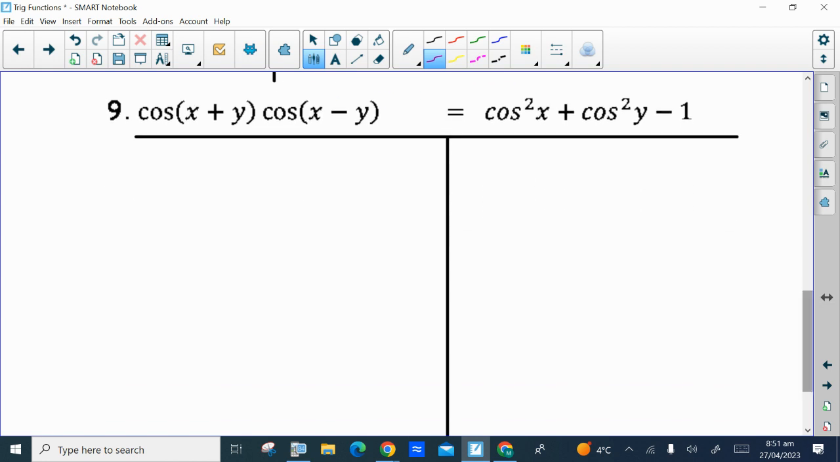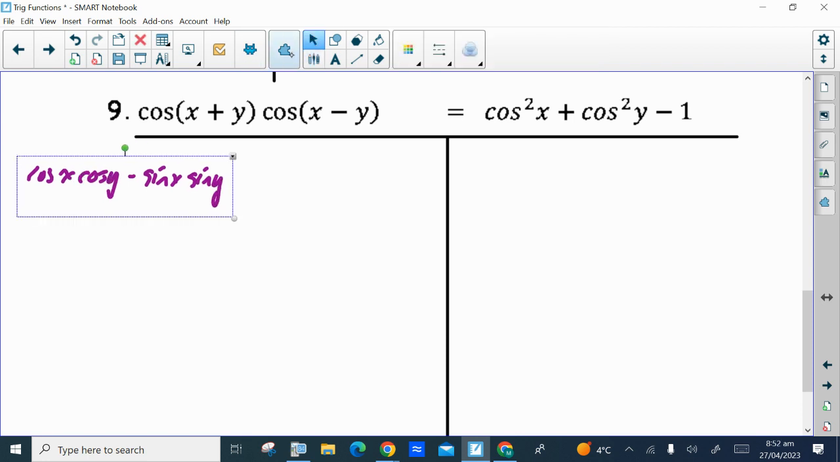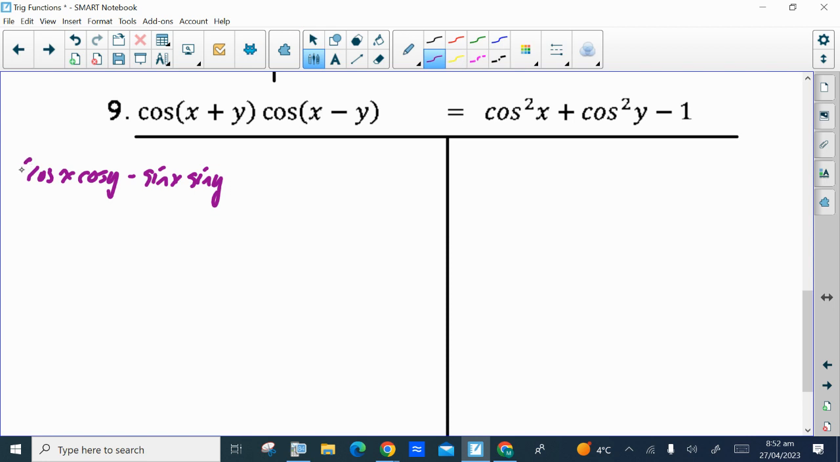So number 9, to do this one, I would use the sum and difference identities. The cosine of x plus y is cos x cos y minus sine x sine y. And that is multiplied by cosine of x minus y. So for that one, we'd use the difference identity for cosine.